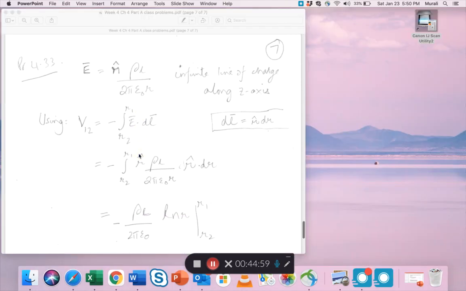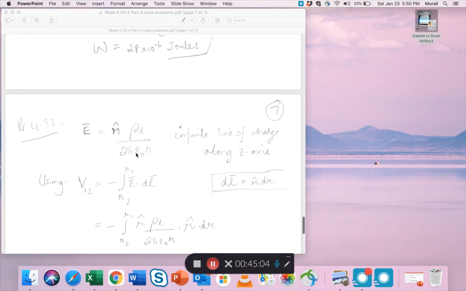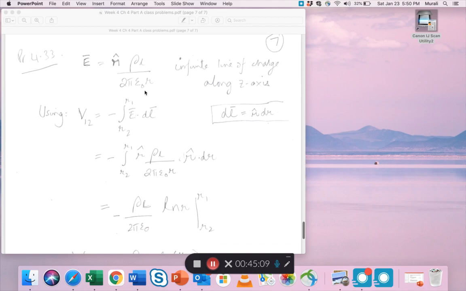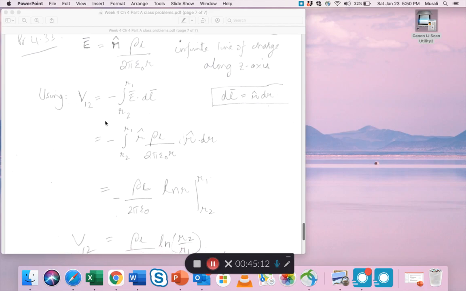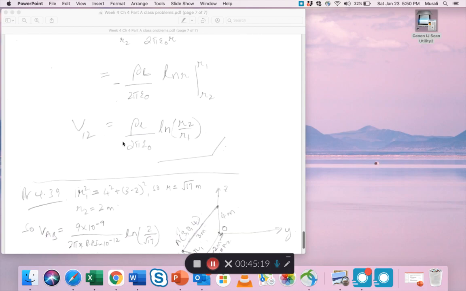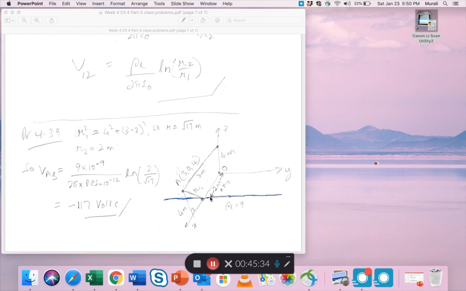And for 4.33, it's an infinite line of charge, something like this. I show you how to start with the given E along the z-axis. Then V12 is the integral of that E, and dl is r dr. You integrate, and you get V12 to be this. It has a natural logarithm of r2 by r1. So here you have to find that r1 and r2, and the magnitudes actually. This drawing will help you figure out what the two vectors are for the point of interest.